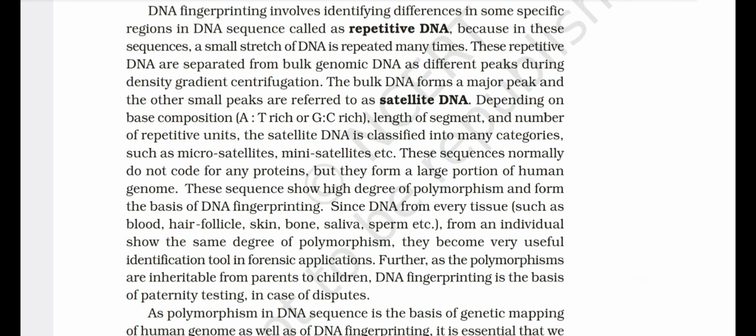Depending on the base composition, AT rich or GC rich, length of segment, and number of repetitive units, satellite DNA is classified into many categories such as microsatellites, minisatellites, etc. These sequences normally do not code for any proteins, but they form a large portion of the human genome. These sequences show a high degree of polymorphism and form the basis of DNA fingerprinting.